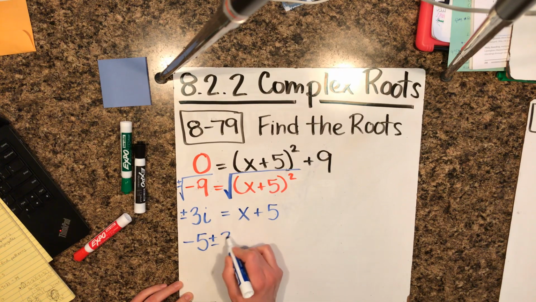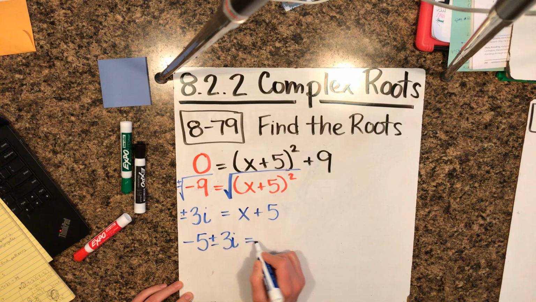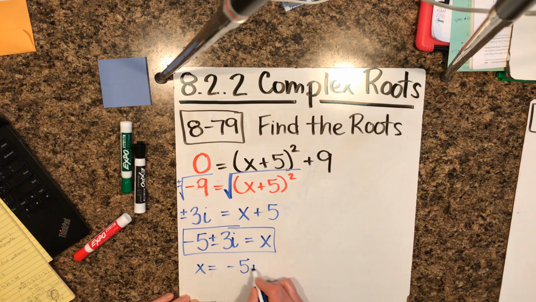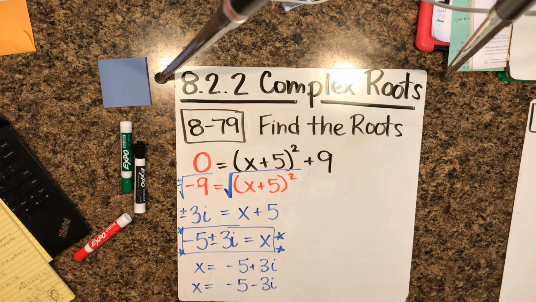Remember, we always write the real component first and the imaginary component second when we're talking about complex numbers or complex roots. Okay, so we have solved the equation. We have two solutions. One is negative 5 plus 3i. The other one is negative 5 minus 3i. This is how we usually write it, but we just need to keep in mind this is two solutions.